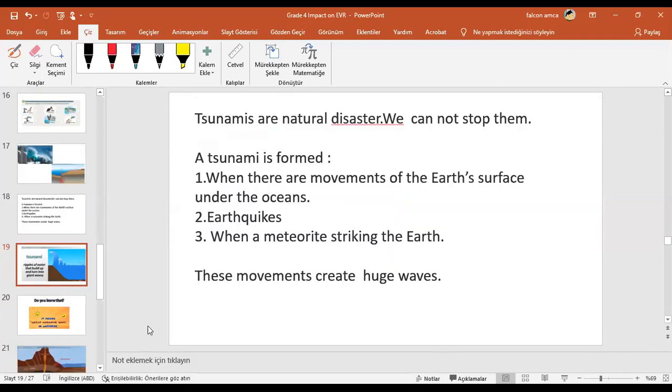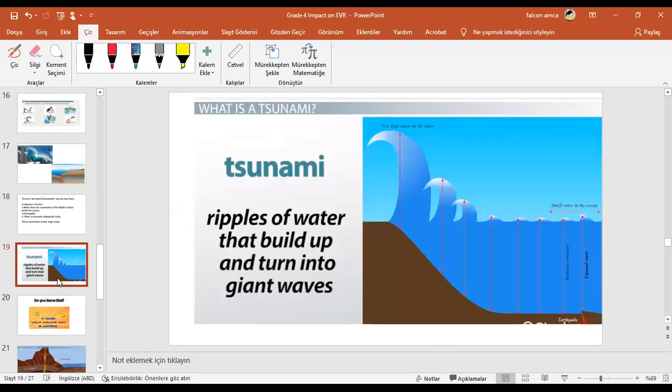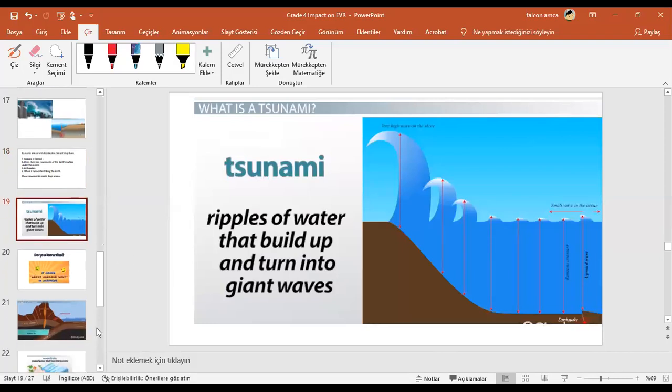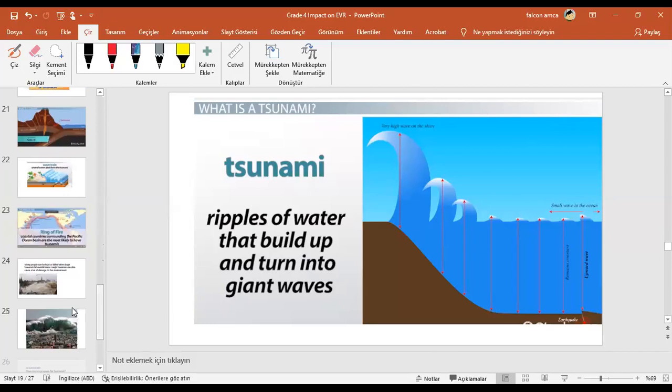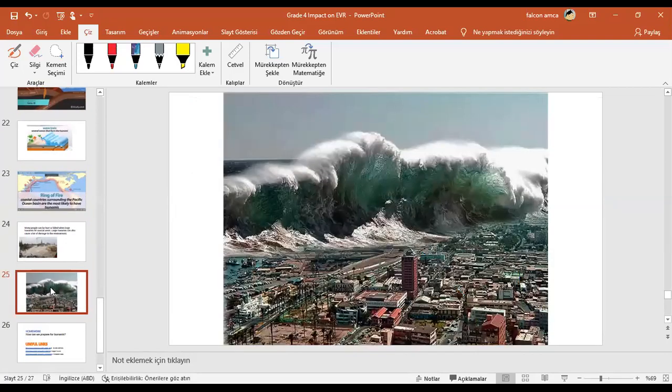Look here, these are the reasons for tsunami. The first one, movements under oceans. The second one, earthquakes. And the other one, a meteorite can strike the earth. This movement creates huge waves, as you see in this picture. This is a real tsunami picture. What's happening here? Tsunami. Huge waves cover the sea and can kill people.